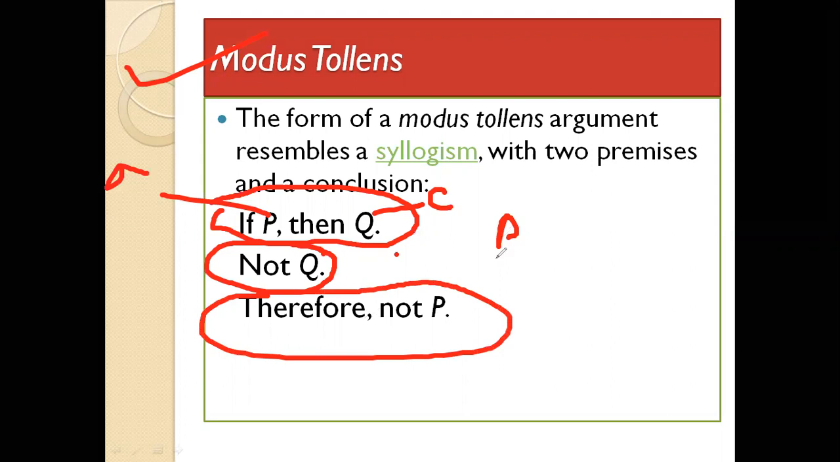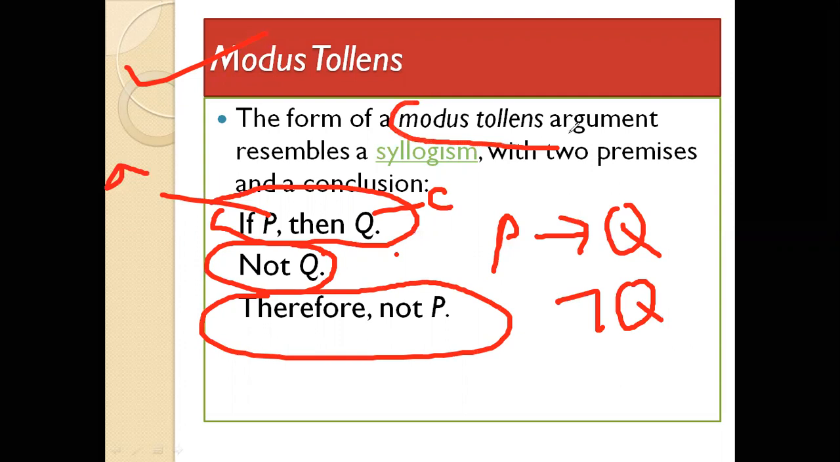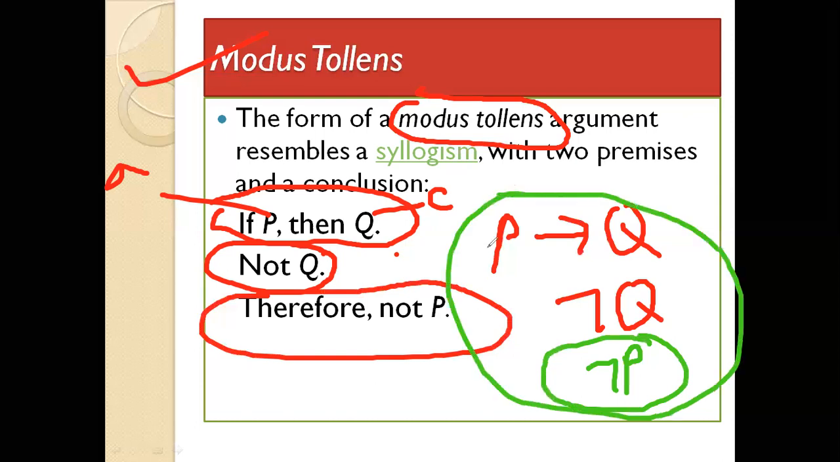So if I write it in symbolic form, that is P implies Q, it is given, and also given that negation of Q. Q is not happening. Then due to the Modus Tollens, means according to the Modus Tollens rule, we can claim that P, that is the antecedent part, is also not the case here. Is also not happening here. This is the Modus Tollens rule.